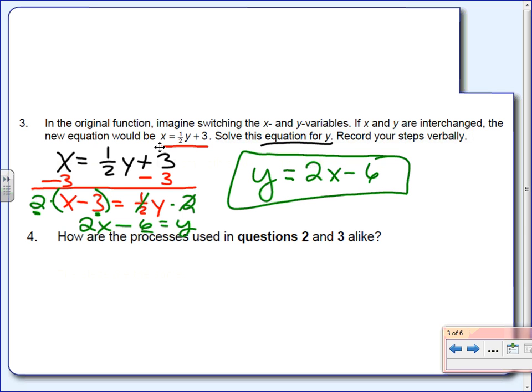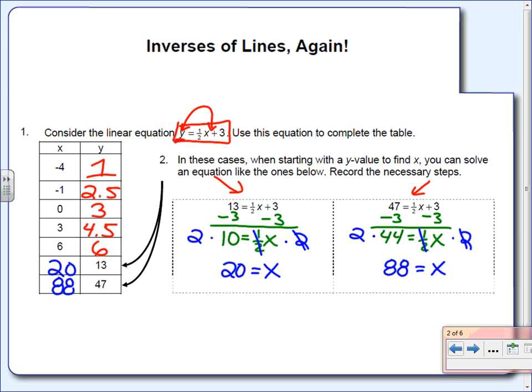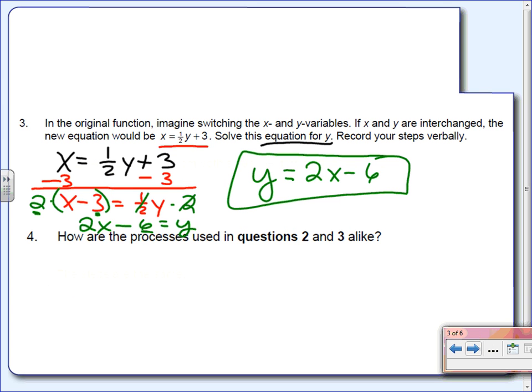Now, on number 4, they want to know how the process that we did in question number 2 is alike to what we did in problem number 3. They're the same. Notice what we did here. We started by subtracting 3, then we multiplied by 2. Isn't that the same thing we did over here? We subtracted 3, then we multiplied by 2. So the process is exactly the same.